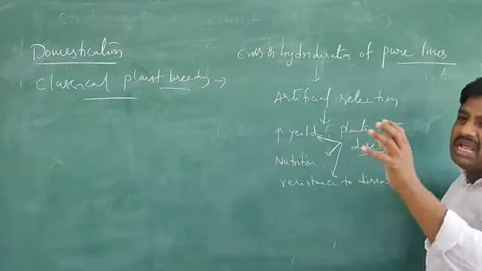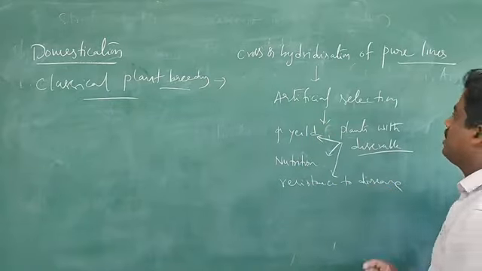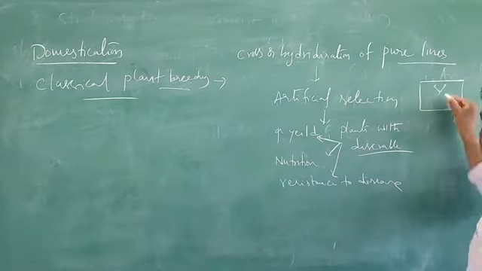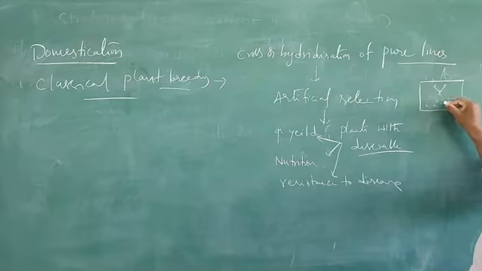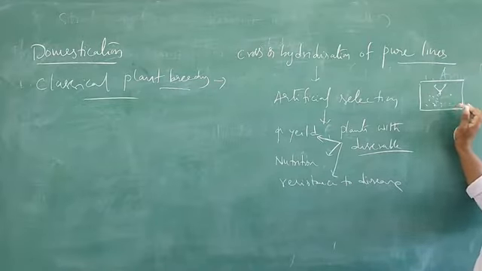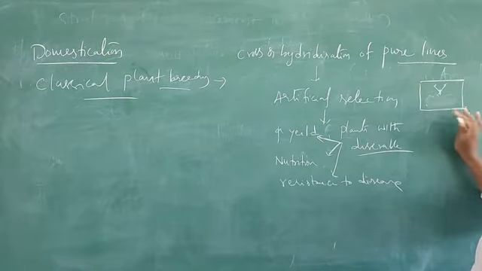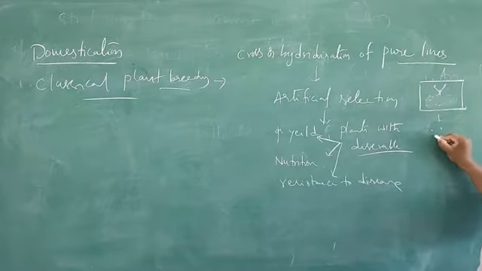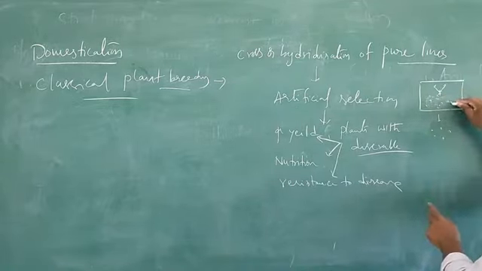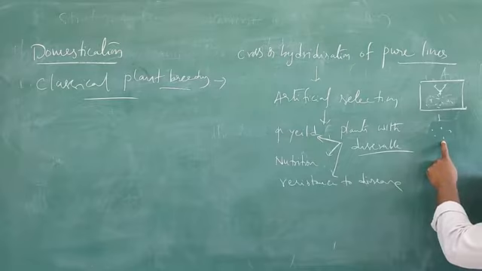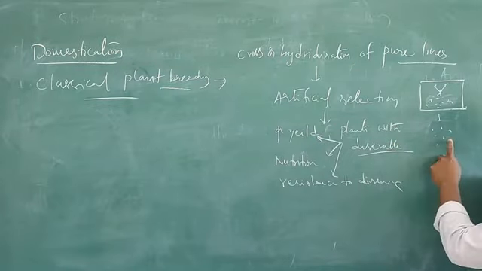Suppose there are two different pure line plants that are cross hybridized. As a result, a number of varieties, a number of plants, can be produced. From these plants we artificially select. Out of 100,000 plants, maybe 1,000, and from that nearly 10 or maybe 100 plants have the desirable features.